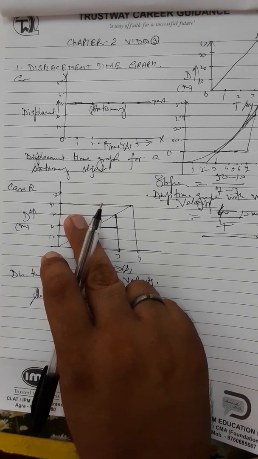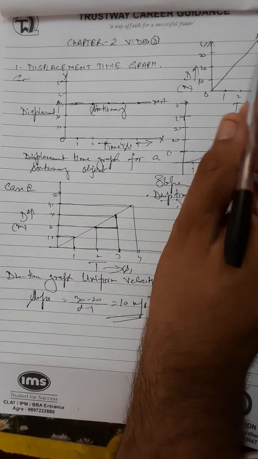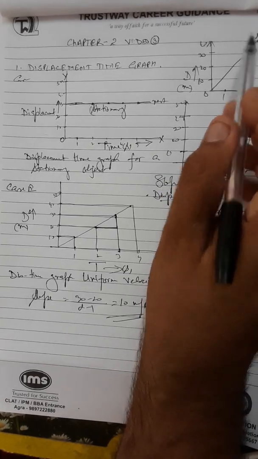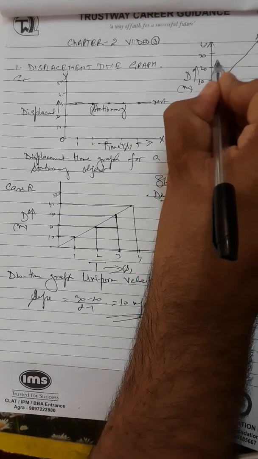If the slope is positive, it represents motion away from the origin. If the slope is negative, it represents motion towards the origin. In this case, A to B is towards the origin, and O to A is above the origin. Here you can write above origin.